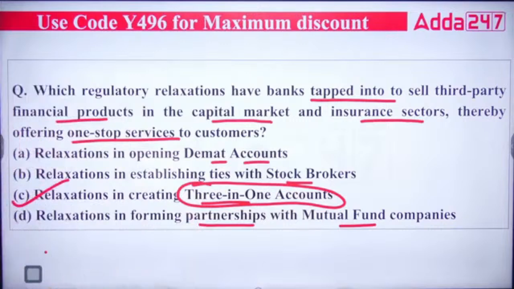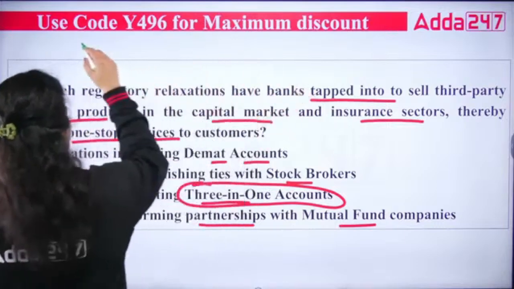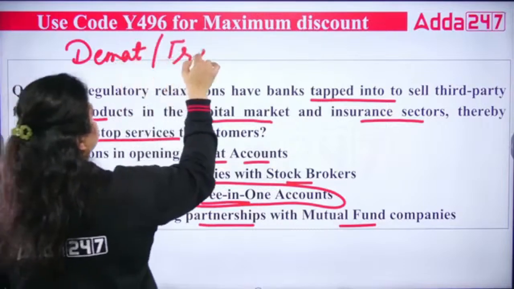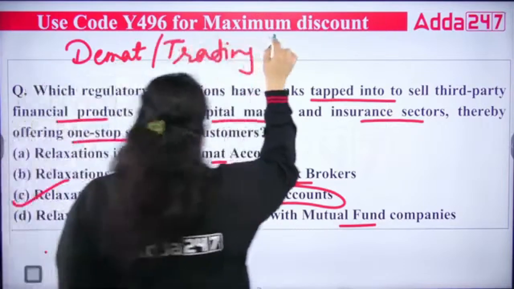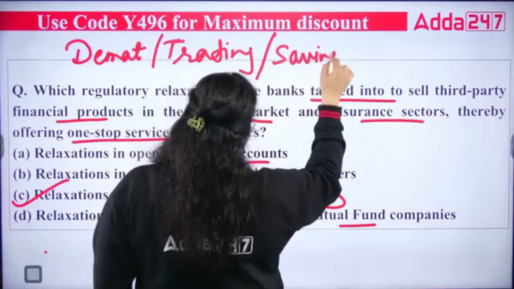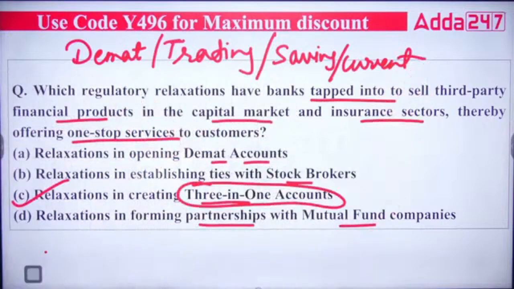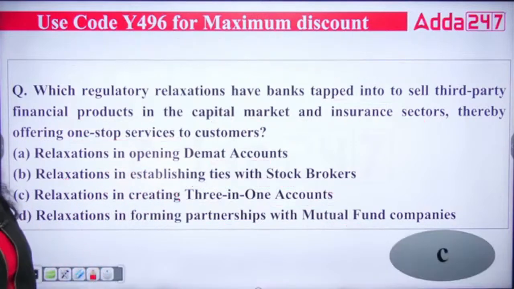3-in-1 accounts. It allows the 3-in-1 accounts which link demat account, trading account, and your savings or current account. What is a 3-in-1 account? It links your demat account, trading account and your savings or current account. Do remember that. This is the 3-in-1 account. So it will link these accounts, and it enables them to provide one-stop service to the customer by offering the integrated financial products from the capital market and insurance sector as well. The right answer will be your C option.